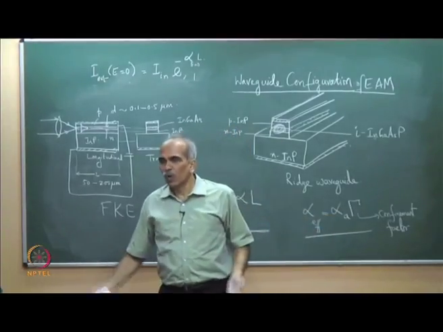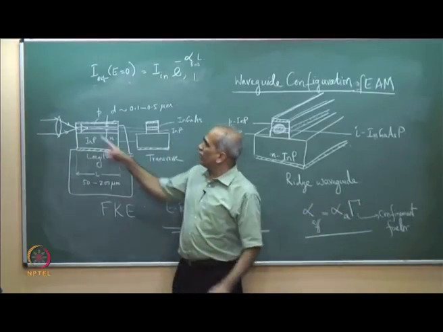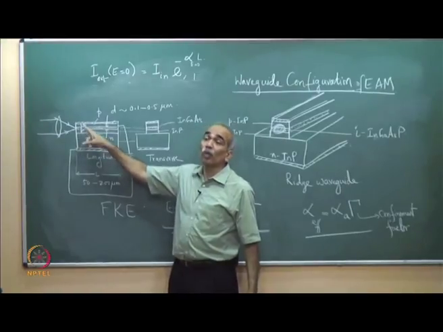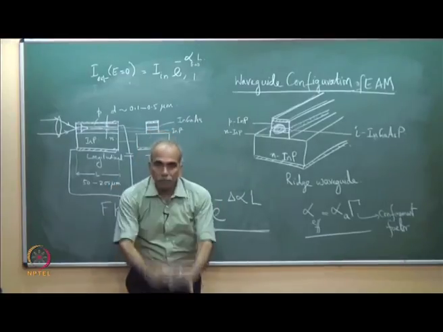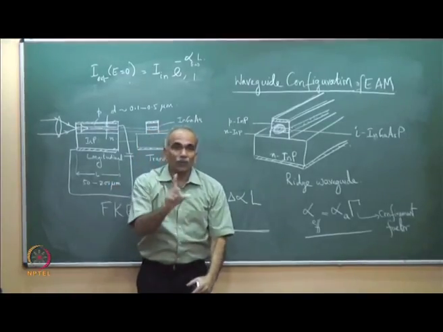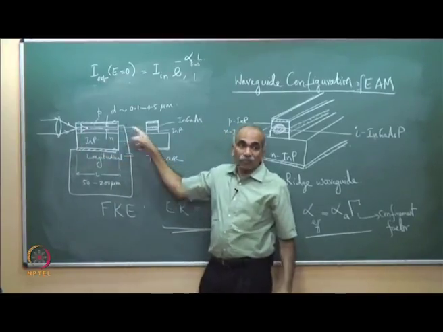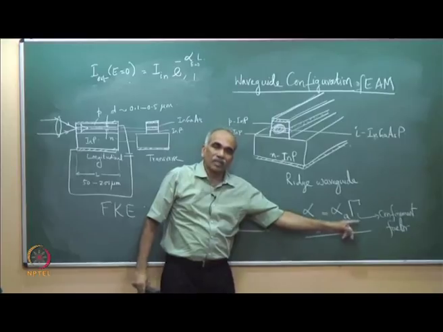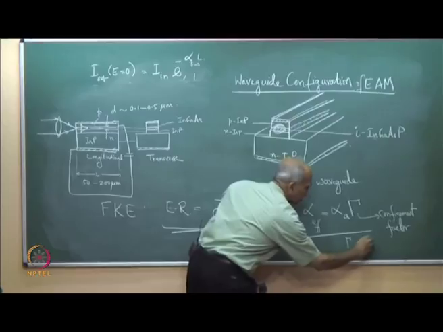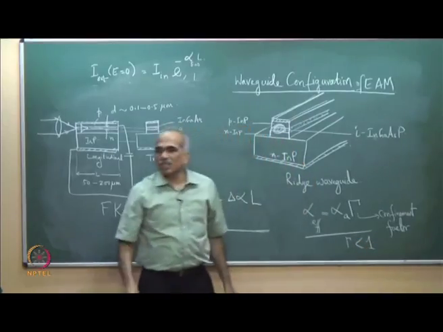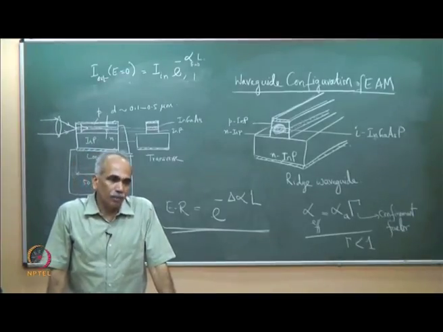So, it is not very small, but a correction factor needs to be applied now that you have an optical mode. In the earlier structure, I showed you a beam passing through the quantum wells. It was not a mode, but now it is an optical mode, and therefore a correction factor gamma is required. This gamma is less than 1, typically 0.6 to 0.9.